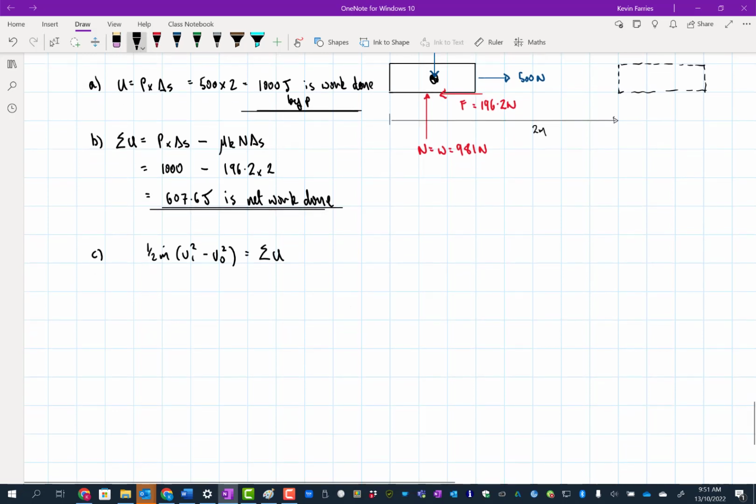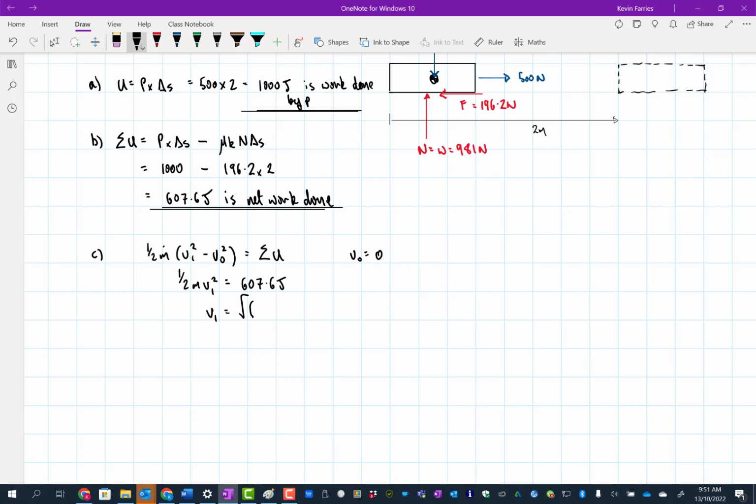Now we'll assume this was at rest to start with. It doesn't really tell us in the question, but let's assume it's at rest. I'll add that later. So V naught equals 0. So therefore half mv1 squared is equal to 607.6 joules.